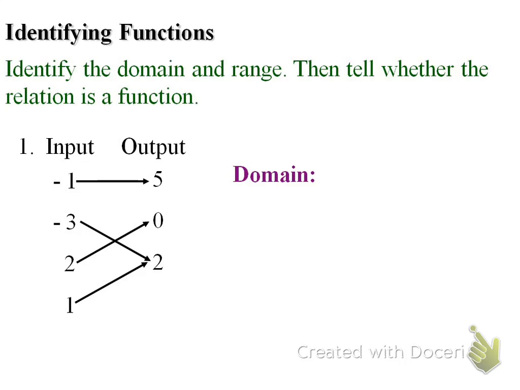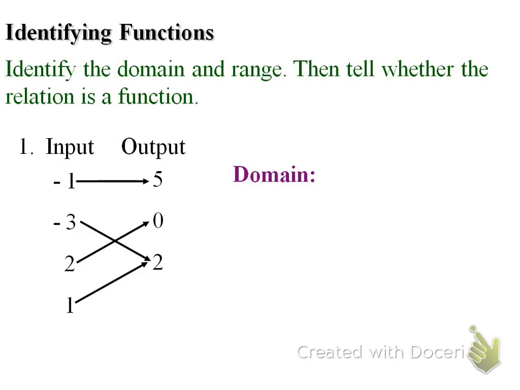Alright, here's our first example. So this right here is called a mapping. It's basically just another way to show you what the ordered pairs are. So this is the input, or the x values, and then over here it's the output. So they're saying when you plug negative 1 into your function, you got 5. When you plug negative 3 in, you got 2. When you plug 2 in, you got 0. And then you plugged 1 in and you got 2.